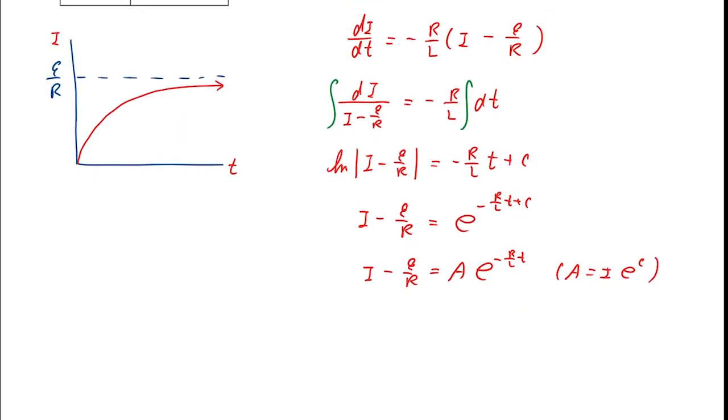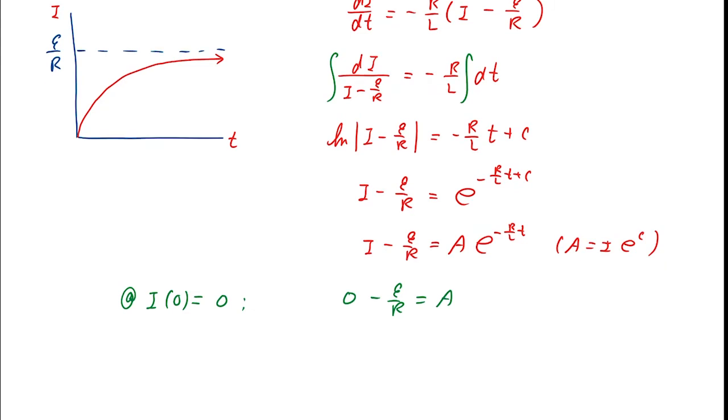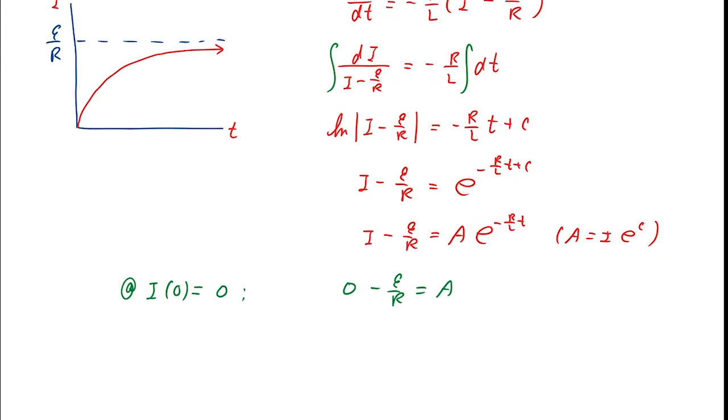Okay, now we apply the initial condition. Initially, before the switch is thrown, there is no current in the circuit. Good. So you substitute zero on this side, so you have zero minus E over R, and you substitute zero for the time, so this whole exponential becomes one. So A is equal to negative E over R. Good? Okay. Substitute that back here, so I minus E over R is equal to negative E over R, e to the negative R over L t. How's that?